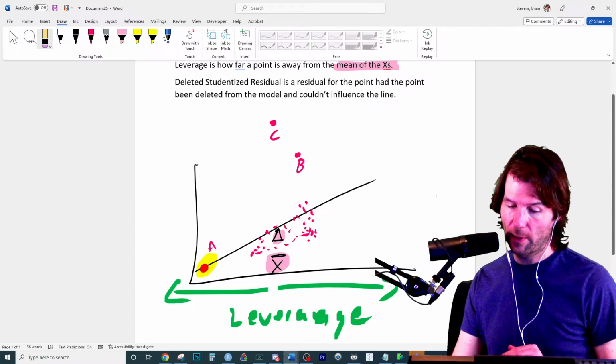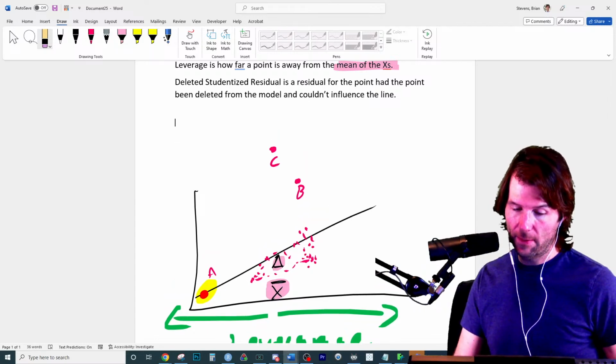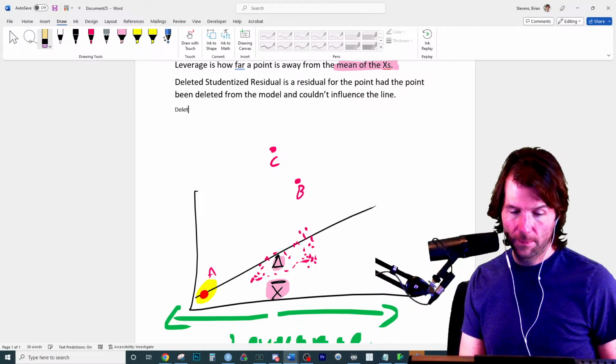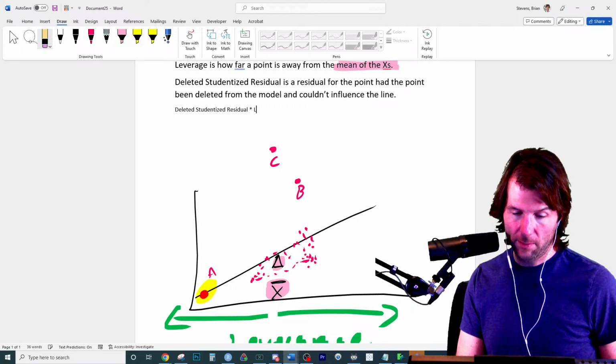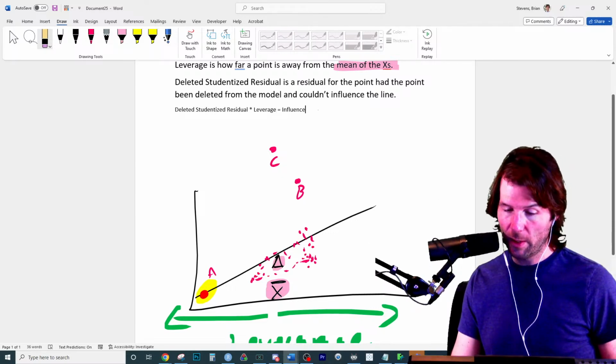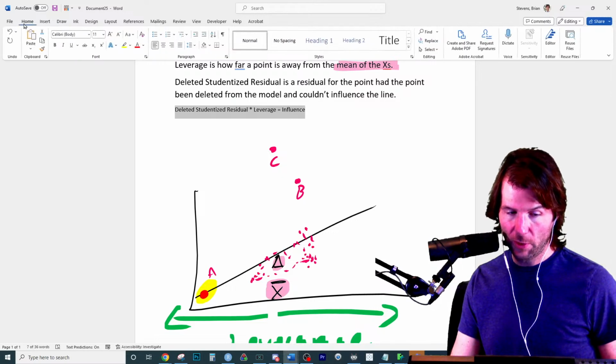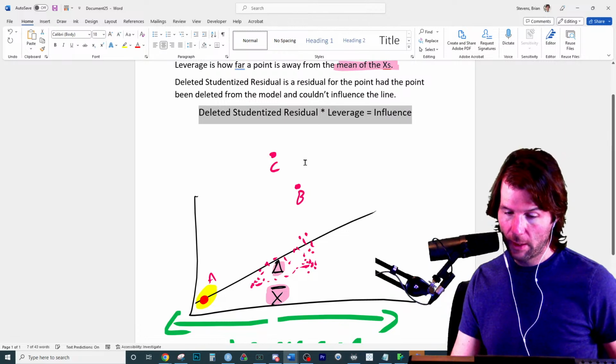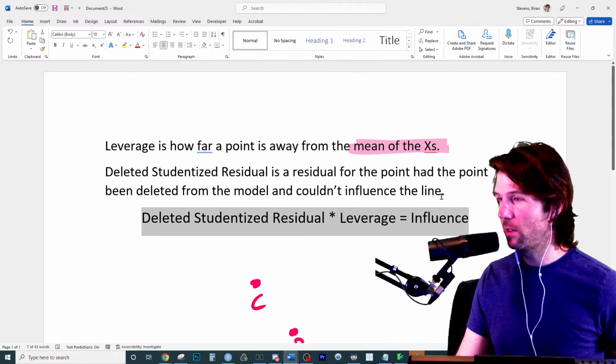It doesn't work quite this way. The way I see it in my head is there's an equation of sorts that's like deleted studentized residual times leverage equals influence. This is not the way it works. I'm totally not showing the real math behind it right now. We could look up Cook's D and all the good stuff. Cook's distance, the stuff you need to do.